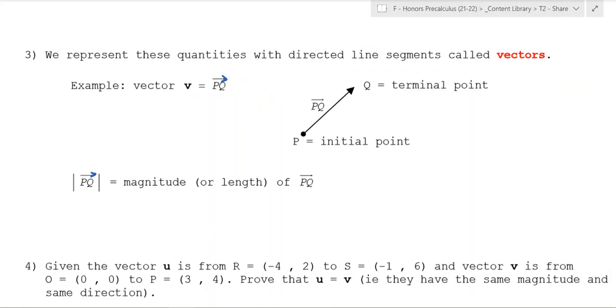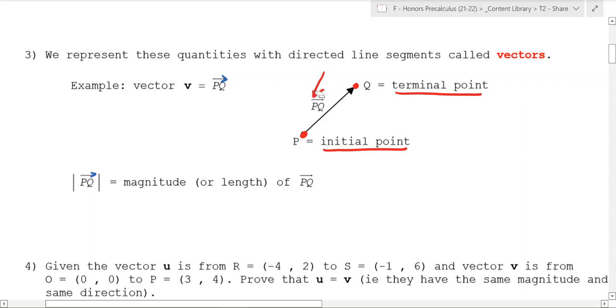We're going to represent these second things with vectors. Vectors will give us a size, the length of the vector, and a direction. This vector is called PQ because it goes from point P to point Q. P is the initial point and Q is the terminal point. You put the initial point first and the terminal point second, so it's called P to Q.